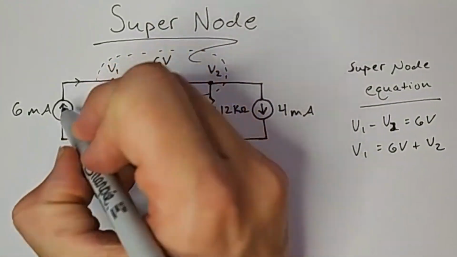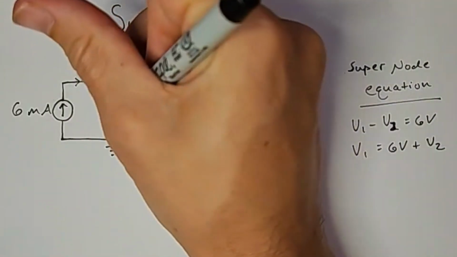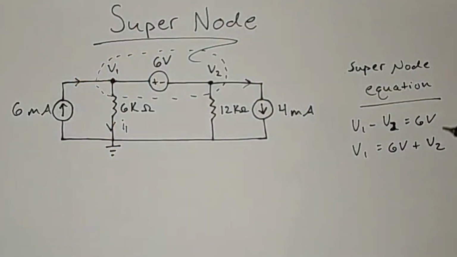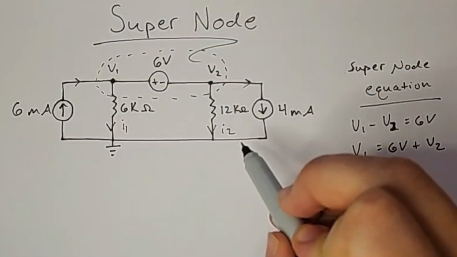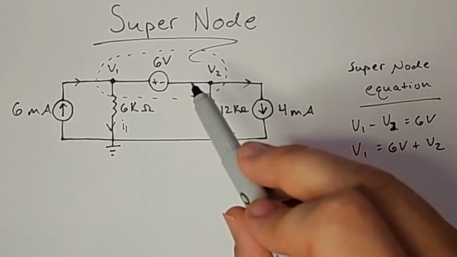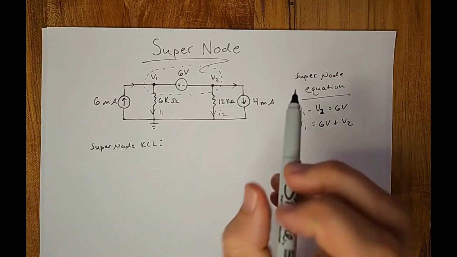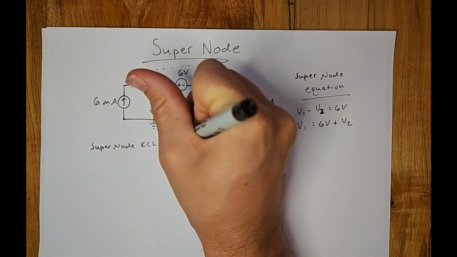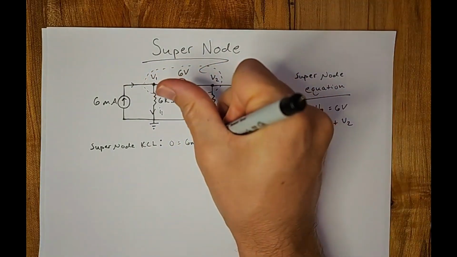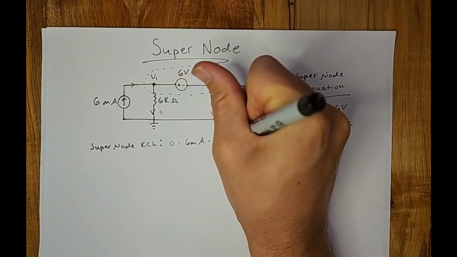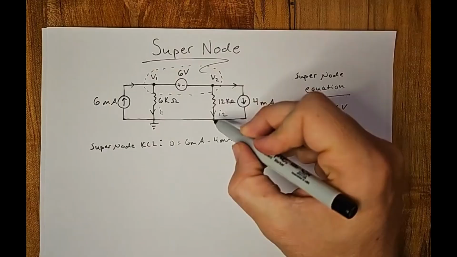So we can already see we have 6 milliamps going to it. We have 4 milliamps going away. Because this is V1, we're going to call this I1. Because this is V2, we'll call it I2. Now we're going to do our supernode KCL. Remember, currents going to your node are positive, currents going away from the node, negative. So 0 will equal 6 milliamps minus 4 milliamps minus I1 minus I2.